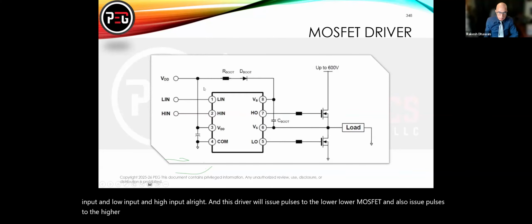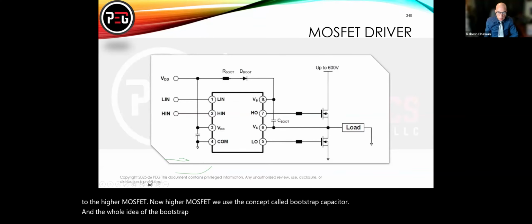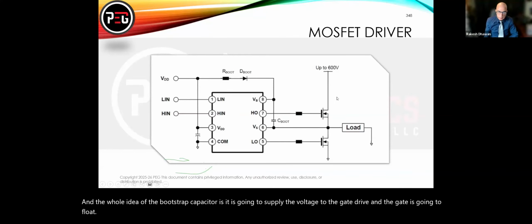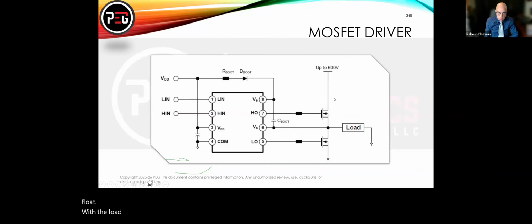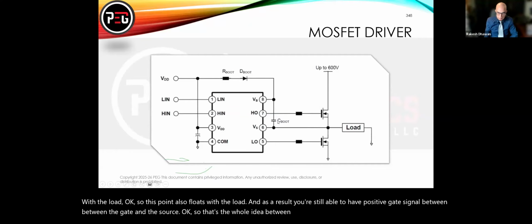Now, for the higher MOSFET, we use a concept called a bootstrap capacitor. The whole idea of the bootstrap capacitor is that it supplies the voltage to the gate drive, and the gate floats with the load. So this point also floats with the load. As a result, you're still able to have a positive gate signal between the gate and the source. Okay, so that's the whole idea behind the bootstrap capacitor.